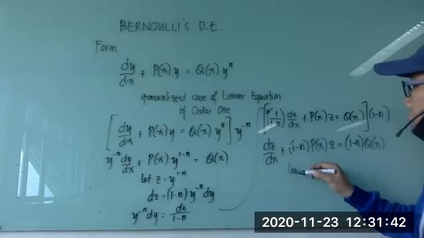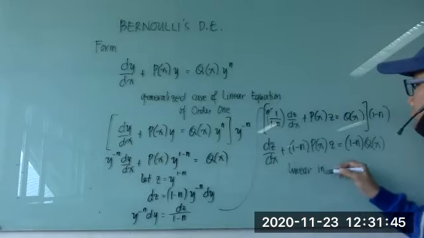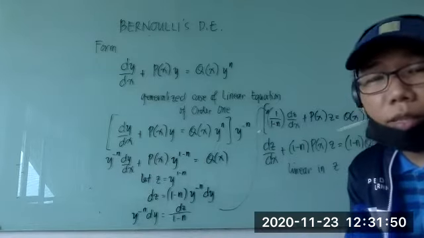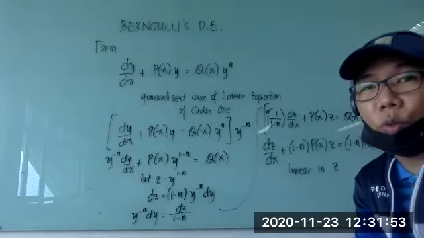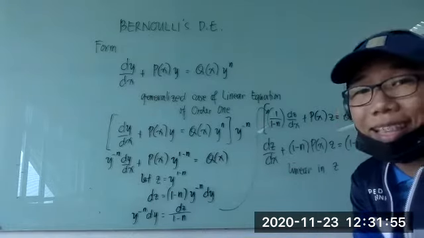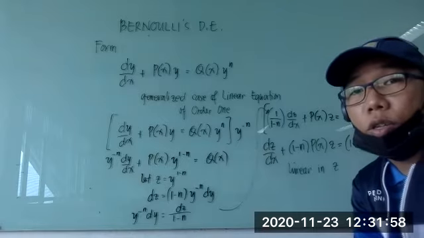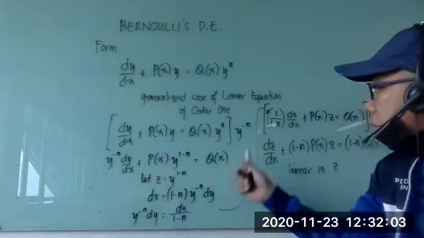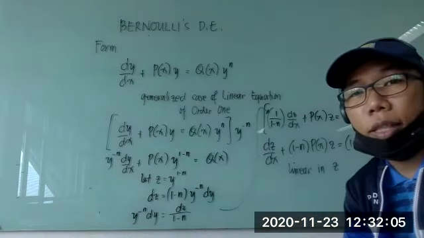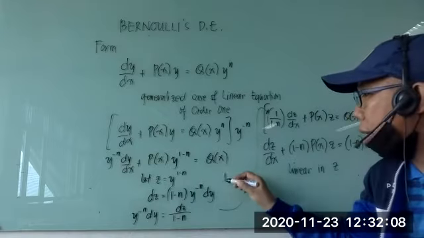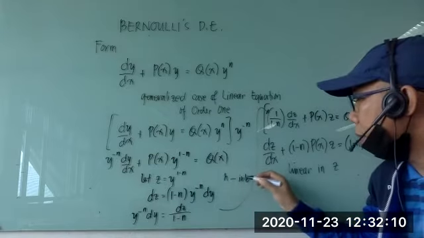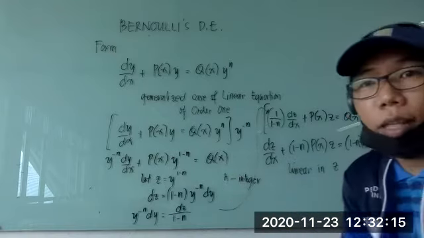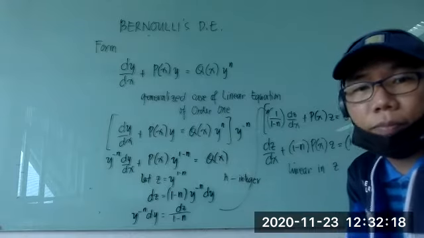So this is now linear in terms of the variable z. Okay, that's how you do Bernoulli's equation. So we did substitution to make this linear. And later on, of course, you have to bring back the original variable, the value of z, which is y raised to 1 minus n. So this n here represents an integer. It could be positive or negative. Now, I think we're ready for an example.